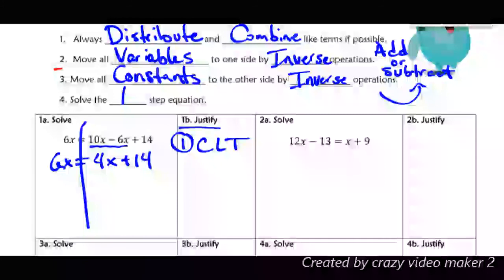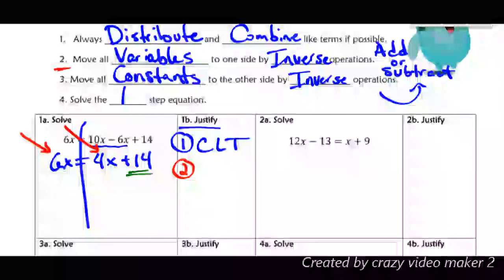My next step is really step 2 from up here. I want to bring all of my variables to one side. I have a 6x on the left. I have a 4x on the right. I want to bring those to the same side. I already see that I have a constant on this side. I have this constant there. I want to leave my constant on the right side.